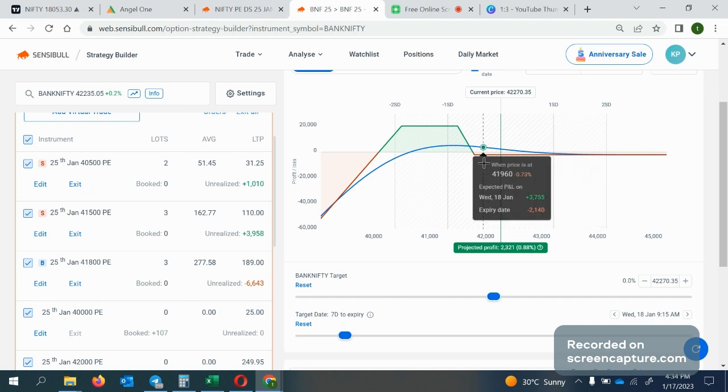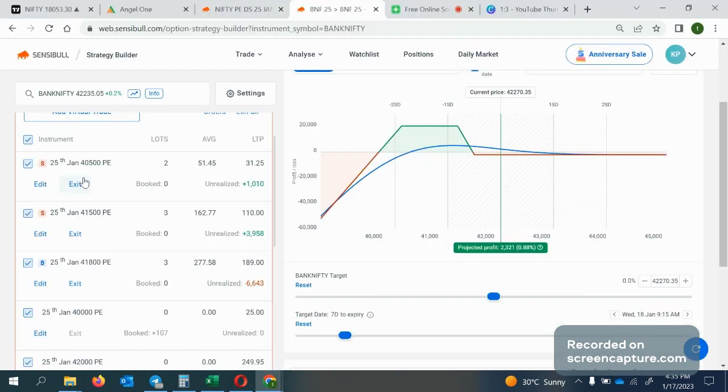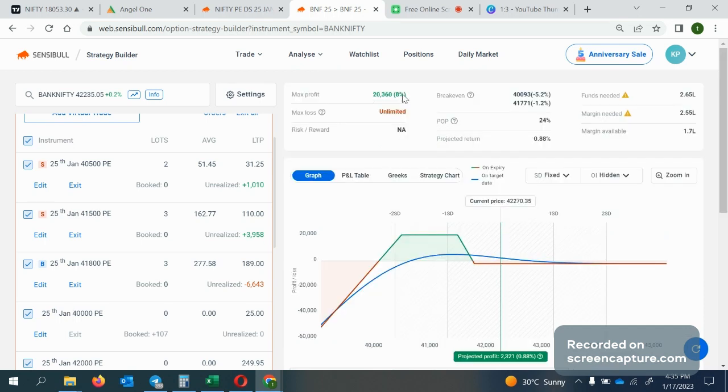So now look at my trade. My original trade, when I deployed it, let me show you, was having 8,500 loss. This is my original trade. The moment I've done two adjustments, check my loss. Now my loss is only 2,140. What is my maximum profit now? Maximum profit is 20,000. I still have good potential of 20,000.